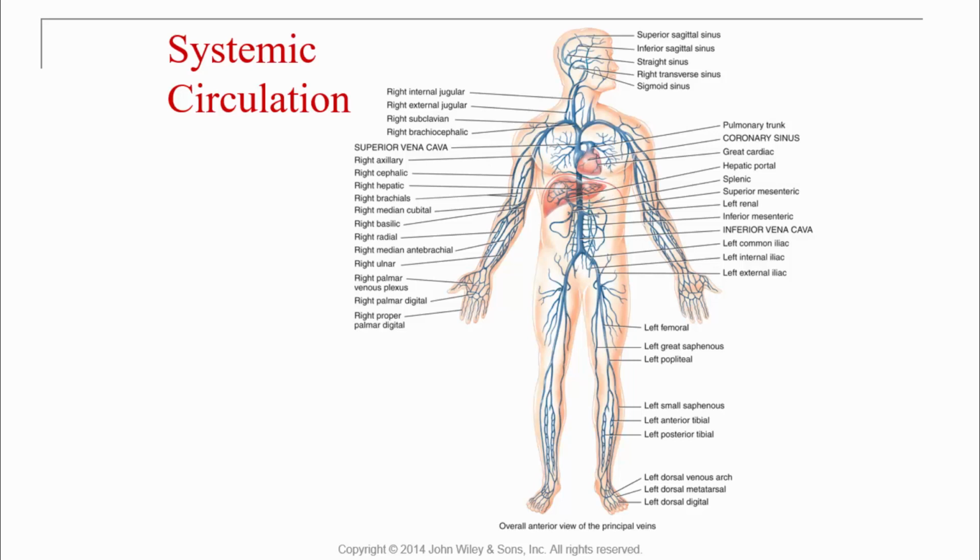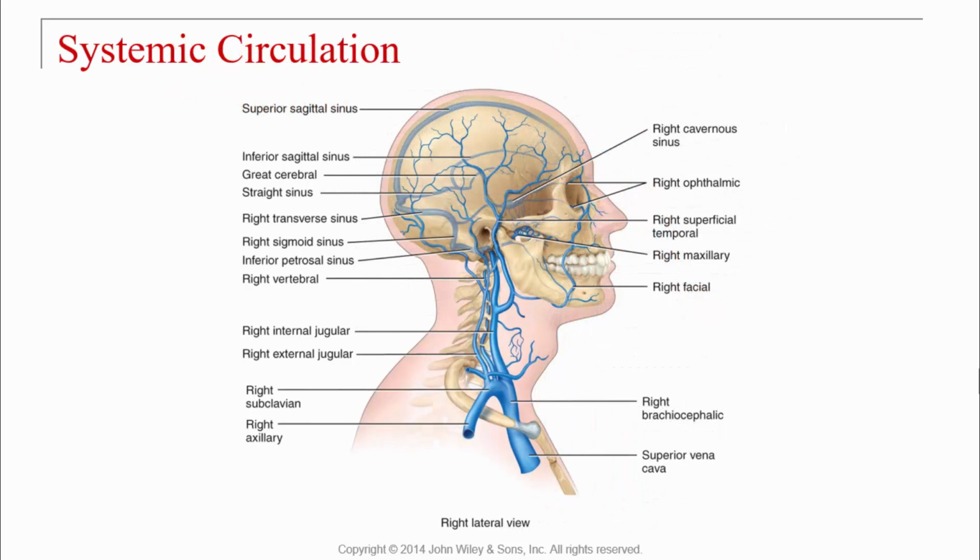And remember, we had one brachiocephalic trunk for an artery. Well, we have a right and a left brachiocephalic vein coming in, and that drains into the superior vena cava. So instead of having an aortic vein, we have a superior and inferior vena cava. And instead of having a carotid vein, we're going to have the jugular veins. And we're going to have the right internal jugular here and the right external jugular here.